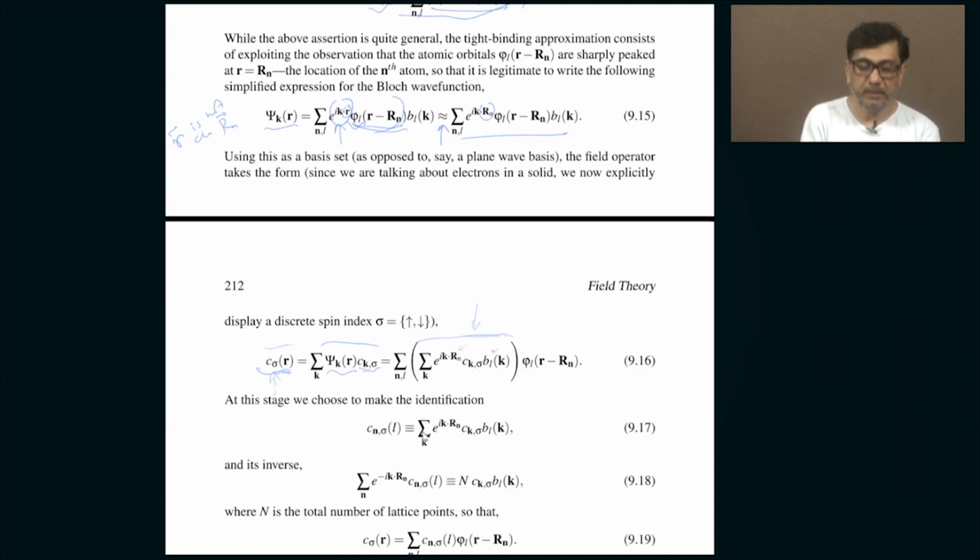What that means is that this particular summation represents the annihilation of an electron at the atom labeled by R_n, and being present in the orbital labeled by L. So, this operator annihilates that specific electron which happens to belong to the atom labeled by R_n.